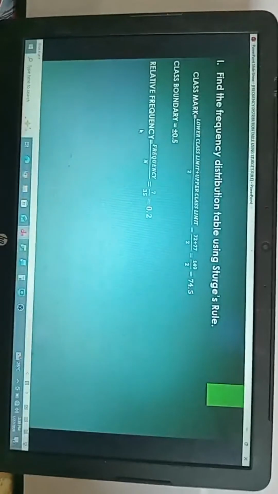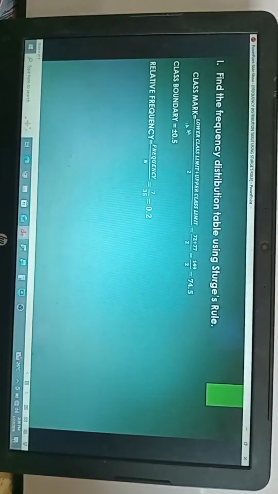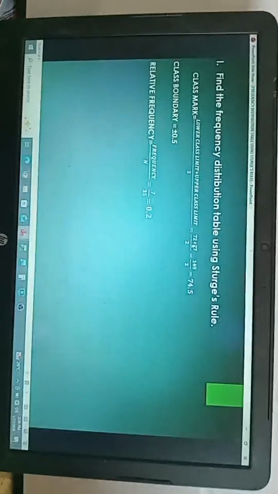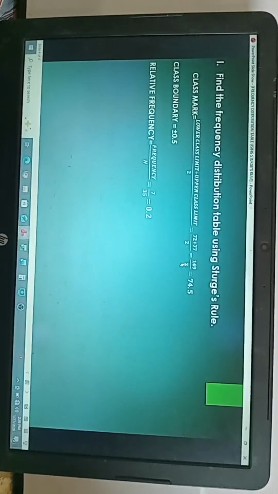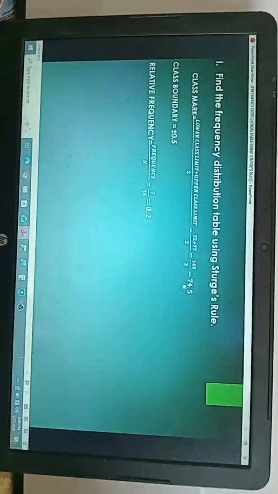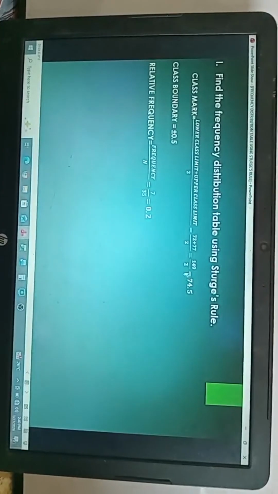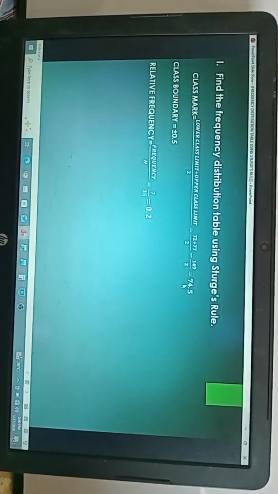Furthermore, we should take note of this. To calculate our class mark, we have to add the lower class limit plus the upper class limit divided by 2, that is 72 plus 77 over 2, giving us 149 over 2, giving us the answer 74.5. That is our class mark. So we can do it for all the classes that we have in our frequency distribution table, as is going to be shown in the next tutorial.